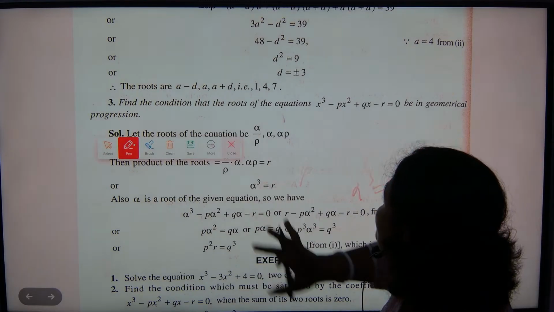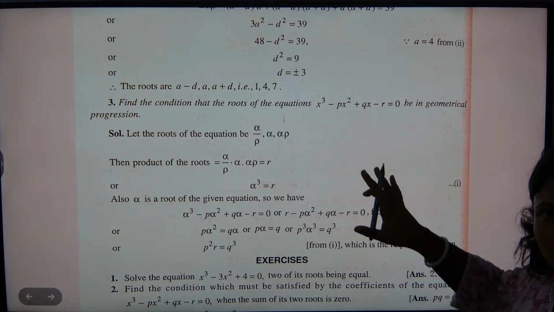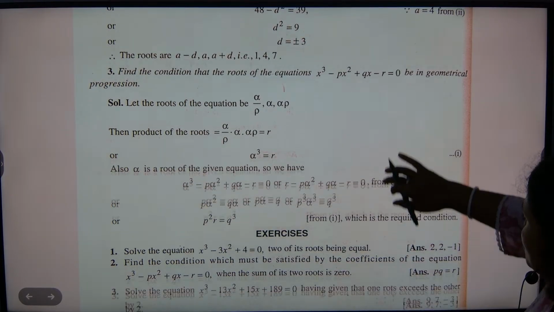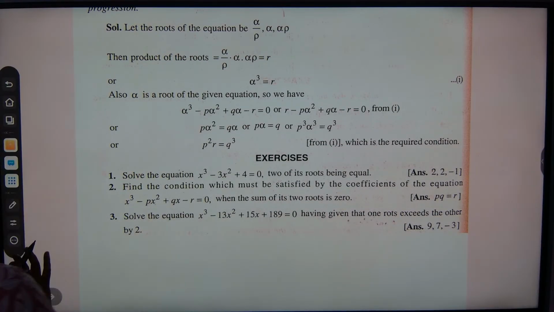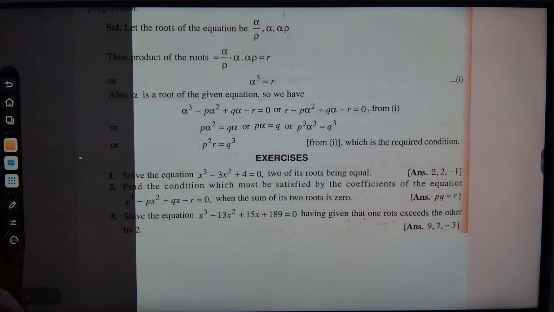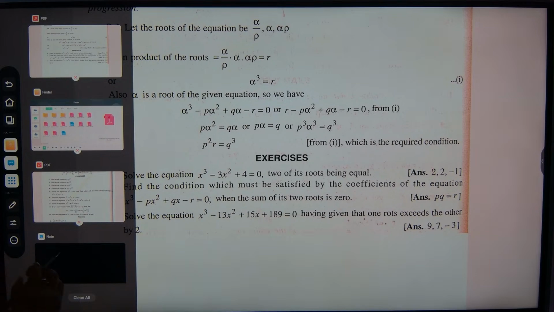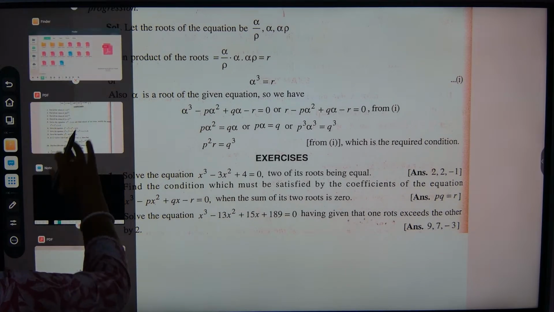So in this way you have to find the condition. This is also important. Okay, so done. This PDF is also done. So let us go for try at home. Okay, these are your homeworks. Next, the last PDF what we have.